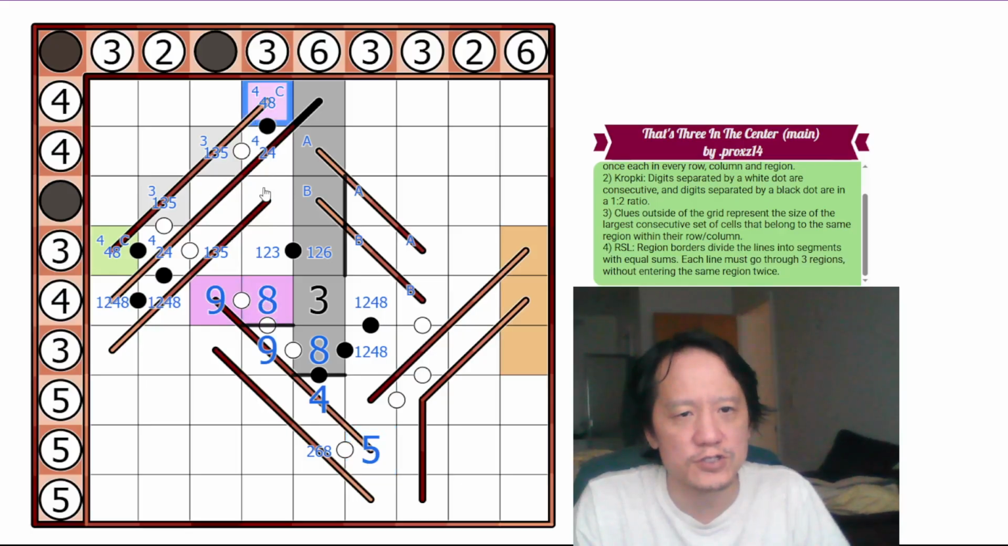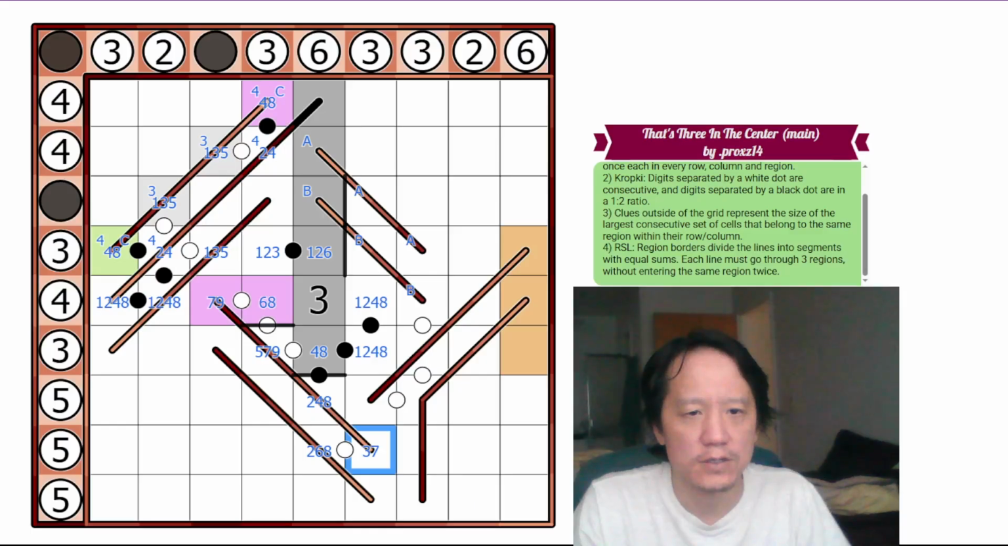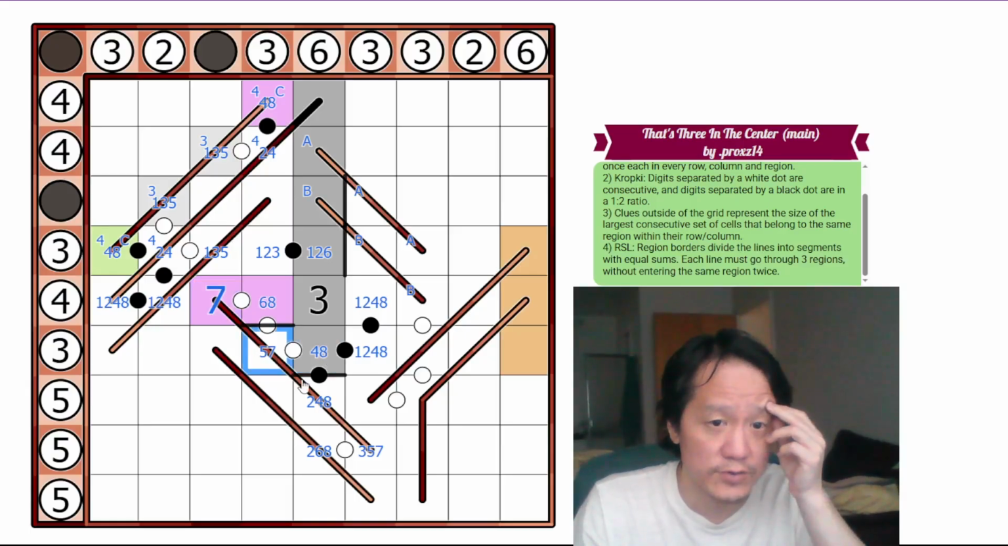This 8 forces this to be 4, 2, which means this is the same, 4 and 2. So this cannot be a 1, 2 pair. It must be 3 and 6, but this 5 is only consecutive with 6. So 9 does not work. Therefore, this cannot be 9. This is 5 or 7.